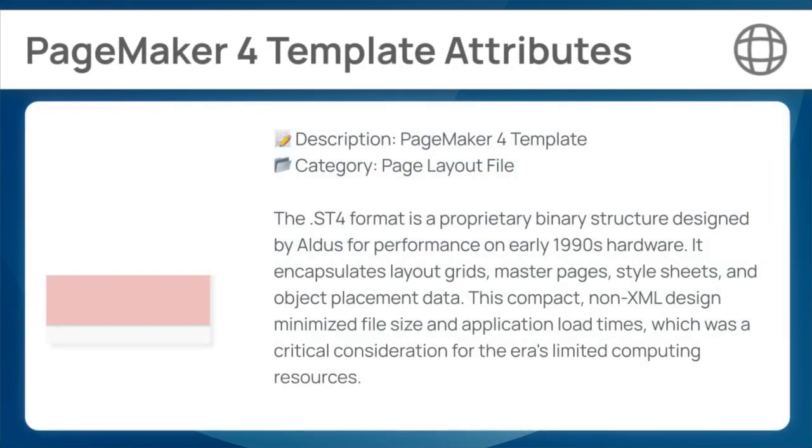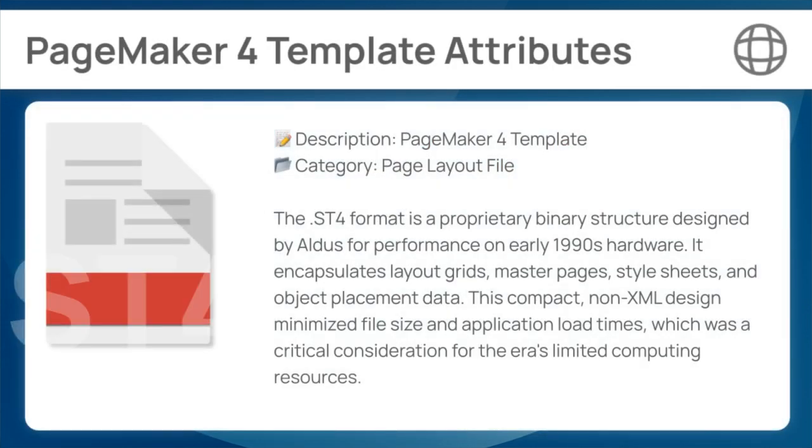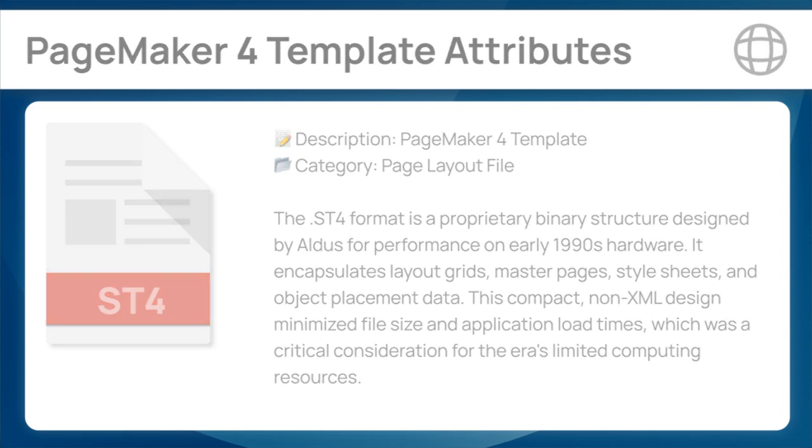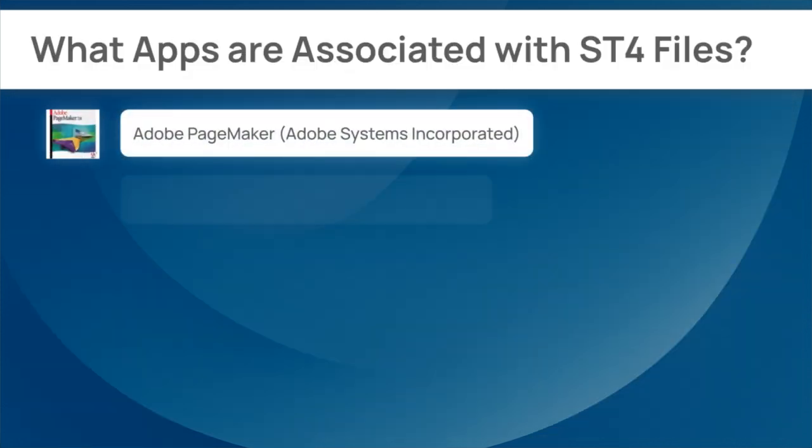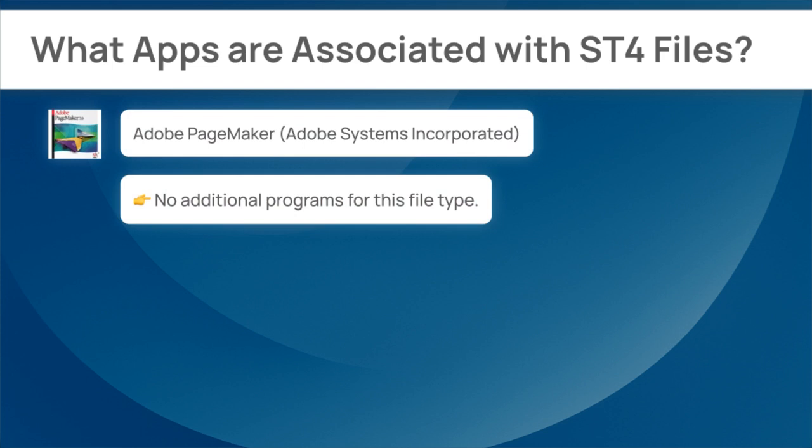The ST4 format is a proprietary binary structure designed by Aldus for performance on early 1990s hardware. It encapsulates layout grids, master pages, style sheets, and object placement data. This compact, non-XML design minimized file size and application load times, which was a critical consideration for the era's limited computing resources. The specific reading module for ST4 files is provided by Adobe PageMaker from Adobe Systems Incorporated.